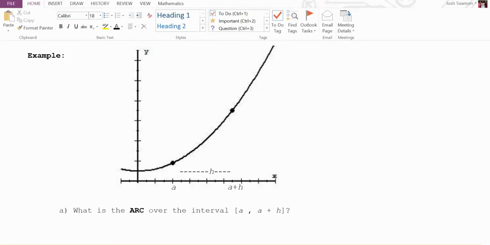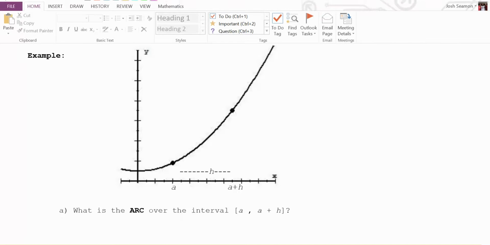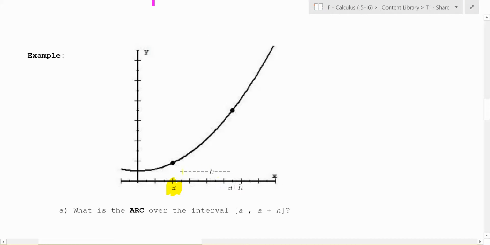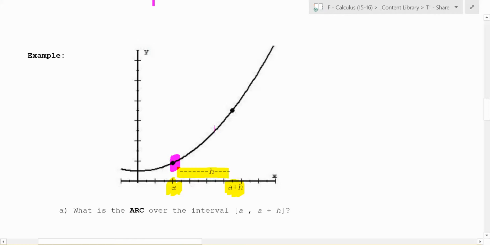So instead of saying time is 2 or time equals 5, we're just going to say time is a, down at the bottom there. And instead of saying we're going forward by a certain amount of exact time, we're just going to go forward h, so a plus h. If I wanted to know what the average rate of change was between these 2 points, what would you need to do first?